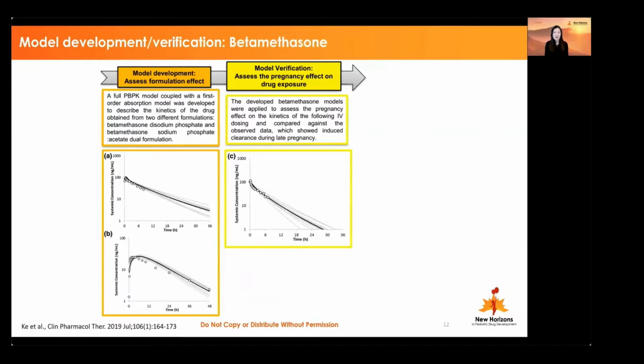For betamethasone, we followed a very similar workflow. The unique issue with betamethasone is that there are two different formulations as shown here. So we have used a fit-for-purpose approach where we employed a first-order absorption model to describe the kinetics of these two different formulations. And then the developed betamethasone model was applied to assess the pregnancy effect on the kinetics of the drug following IV dosing, and the simulations are compared to the observations, which showed induced clearance during late pregnancy.